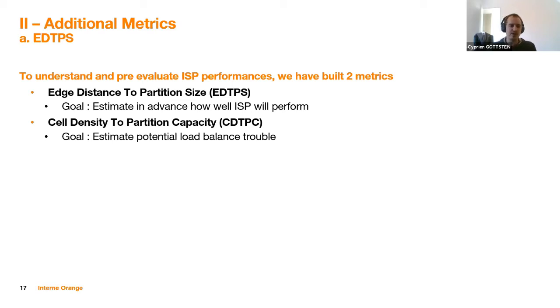EDTPS, so edge distance to partition size, is there to help us estimate in advance how well ISP will perform by looking precisely at how edges are formed, what their properties are, and how good our results will be. The CDTPC is cell density to partition capacity. We could have had the time to speak about it, but I planned my presentation to be around 25 minutes, so I'll skip it. Sorry for that.